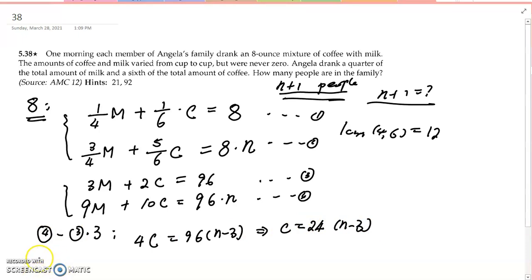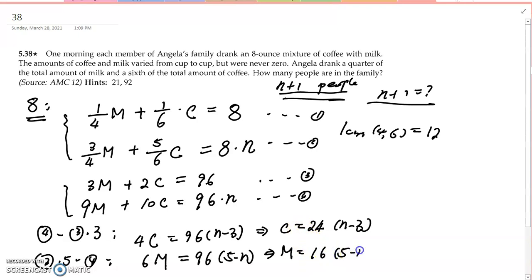Again, we can do 3 times 3 times 5 minus 4 to cancel the c. Then we have 6m equal to 96 times 5 minus n. Then we have m equals 16 times 5 minus n. Okay, that's a very good thing.